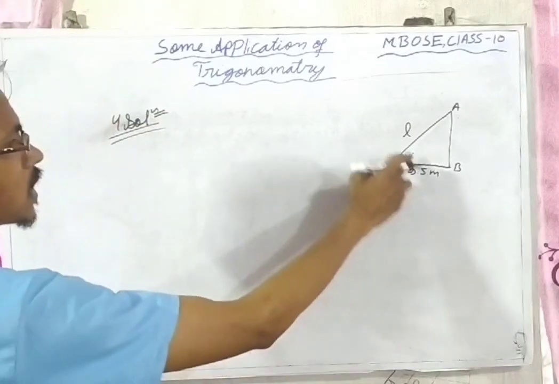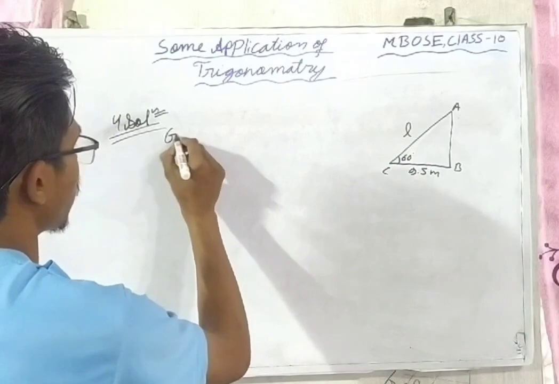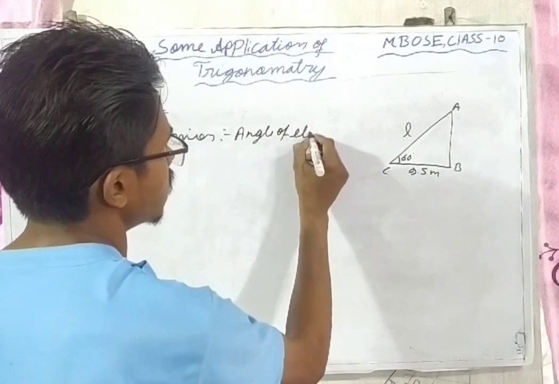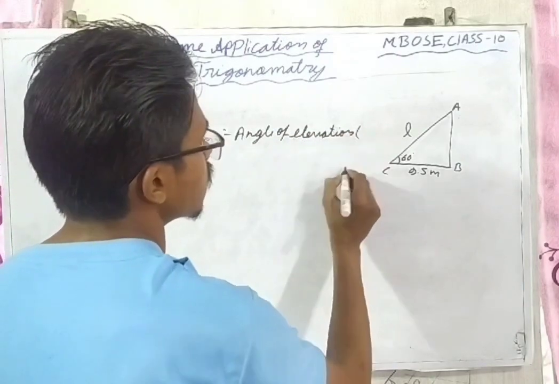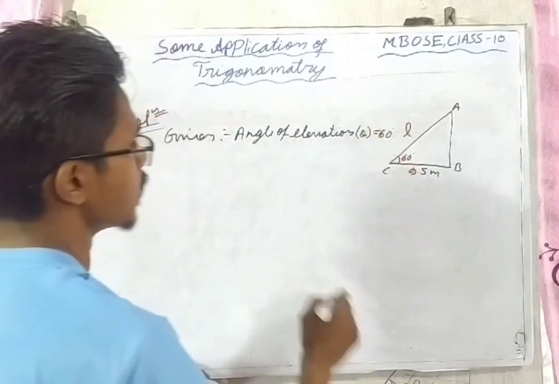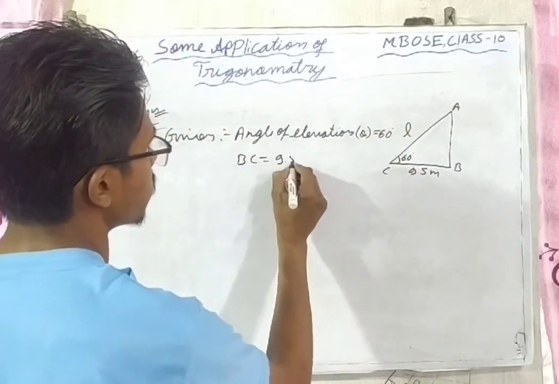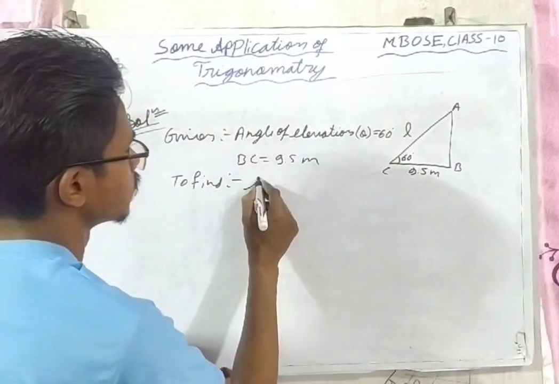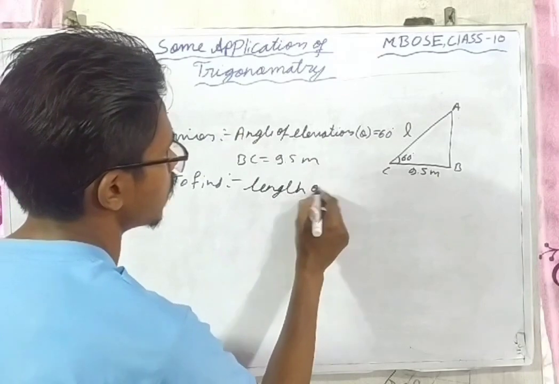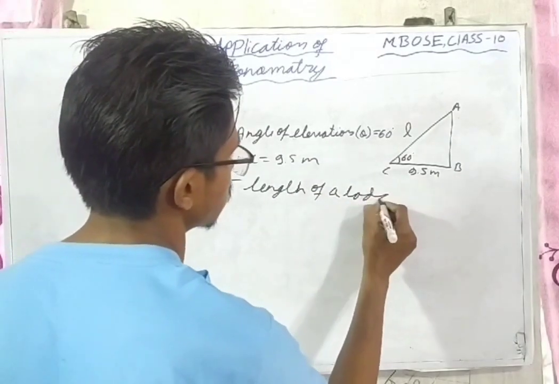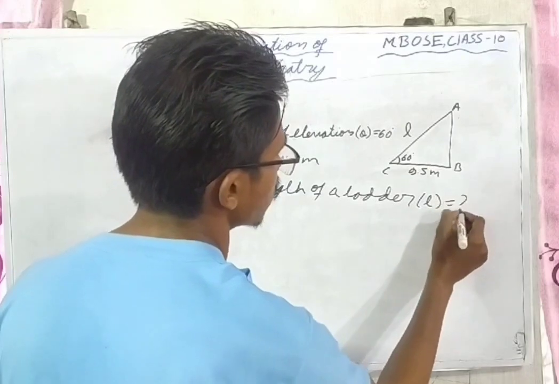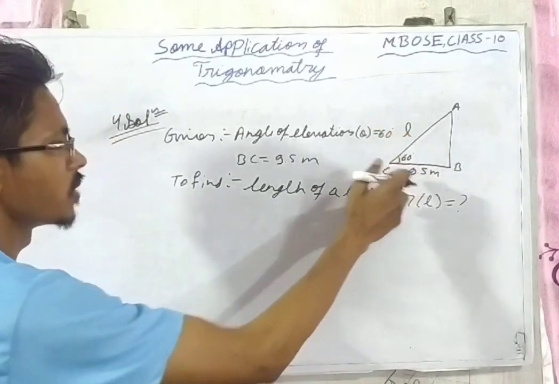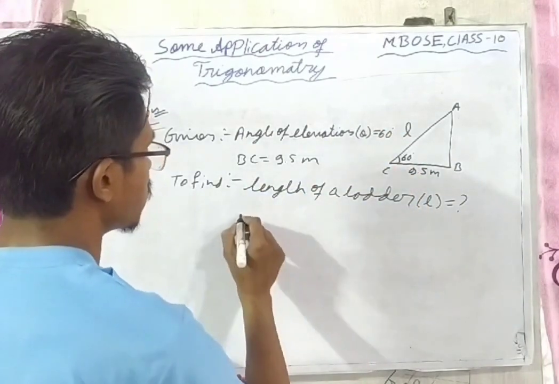So here what is given? The base is given and the length we have to find, and the angle of elevation is given. So here I'll write, given: angle of elevation theta is equal to 60 degrees. This is given, and the base is given, BC is equal to 9.5 meters. We have to find the length of a ladder. This one we have to find. So this is the hypotenuse and the base.